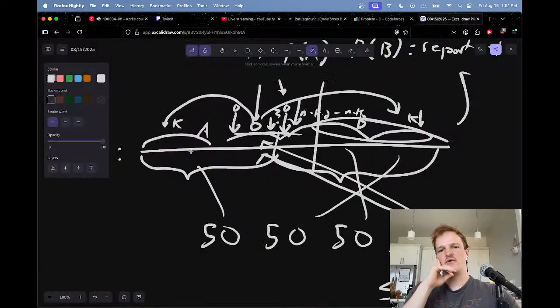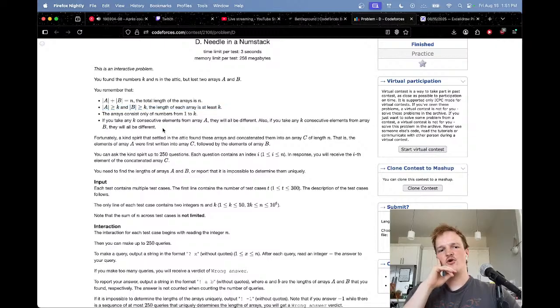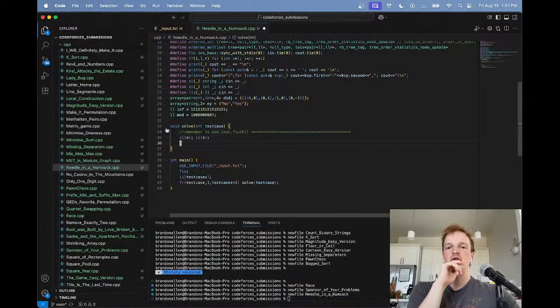Oh, no. What am I talking about? Yes, that is true. That's the whole point of this. No, I questioned everything there for a moment. So I'm kind of considering A and B to be repetitions of the exact same k consecutive elements. Okay, I'm not crazy.